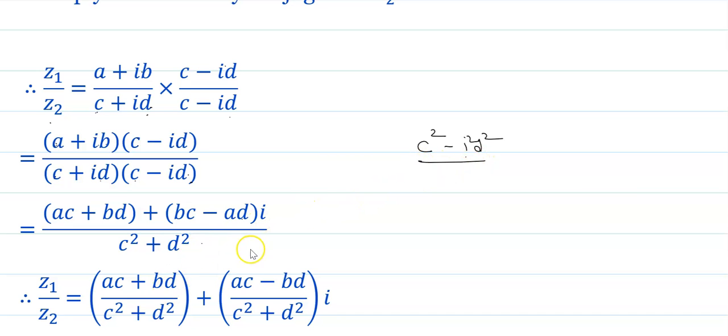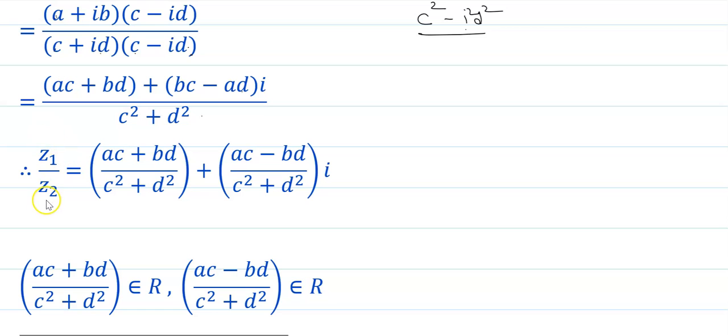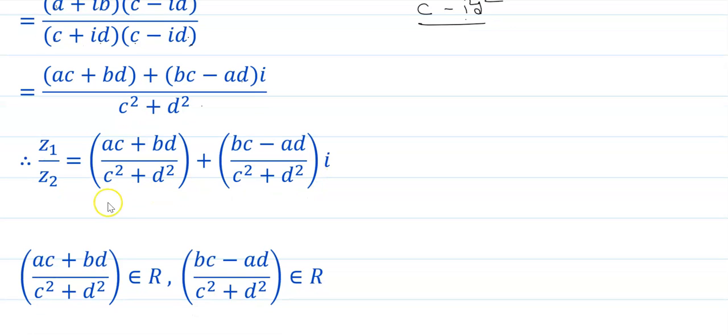Okay. Separate these. Z1 upon Z2 is equal to AC plus BD upon C square plus D square, plus. And hence here Z1 upon Z2 is equal to AC plus BD upon C square plus D square plus BC minus AD upon C square plus D square into I. Both these numbers belong to the set of real numbers.